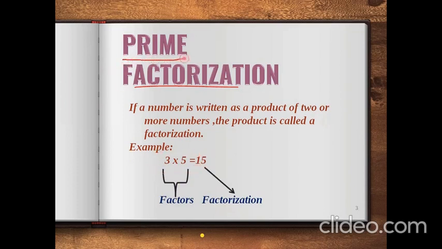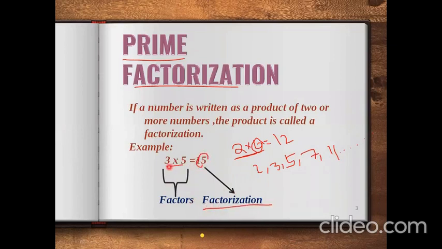Now the term here is prime factorization. Prime factorization means you will use only prime numbers. Just suppose you have 2 multiplied by 6 is 12. But we will not say that this is the prime factorization because 6 is not a prime number. For factorization you must choose the prime numbers that are 2, 3, 5, 7, 11, and so on. So these are the prime numbers that we are going to use for factorization, meaning we are going to break the given product into its factors.